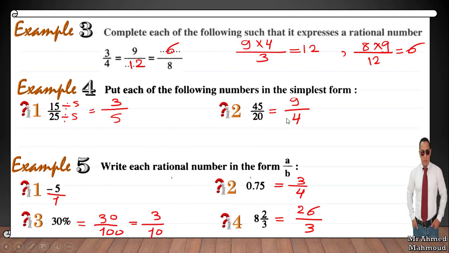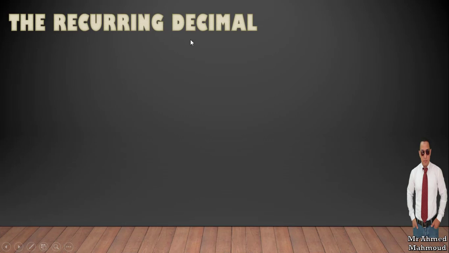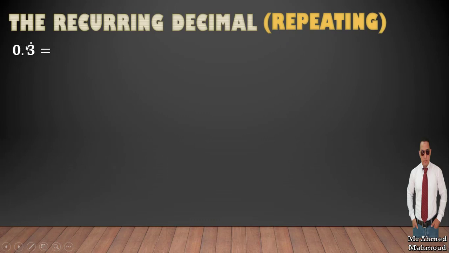Now let's study the recurring decimal. The meaning of the word recurring is repeating decimal. What is the recurring or the repeated decimal? For example, if we have 0.3 with a dot written above the repeated number, that means 0.333 and so on, with no end. Now I need to change this decimal into fractional form.